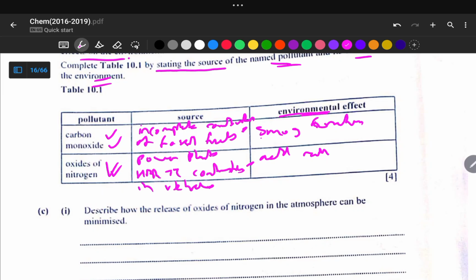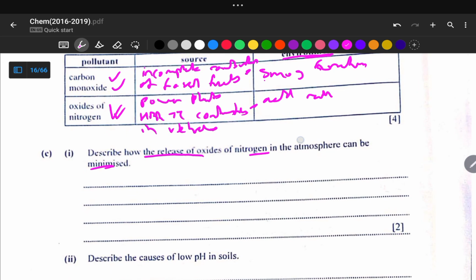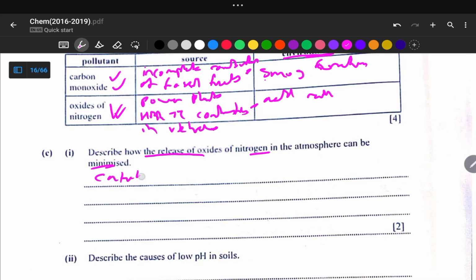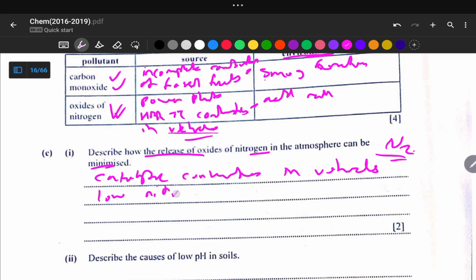So the next question says, describe how the release of oxides of nitrogen in the atmosphere can be minimized. So we can minimize this by using catalytic converters in the vehicle. So catalytic converters are going to reduce these oxides of nitrogen into nitrogen gas, right? So this is the reaction. And also we can improve the combustion efficiency in the fuel engine and use low nitrogen containing fuels, and improve the efficiency of the combustion in the engines, right?